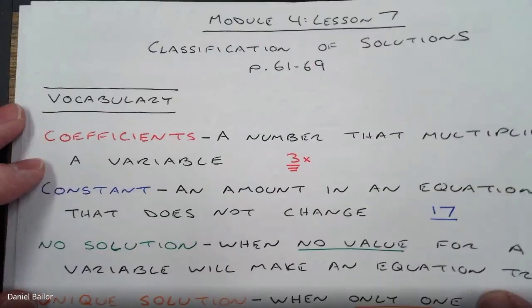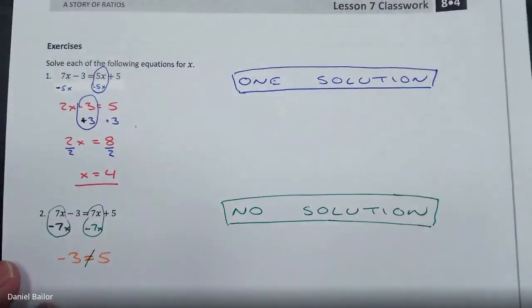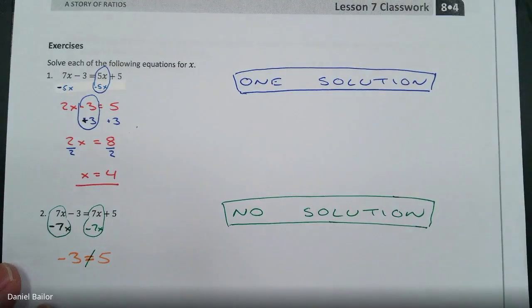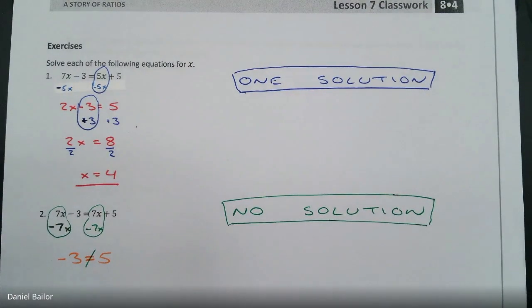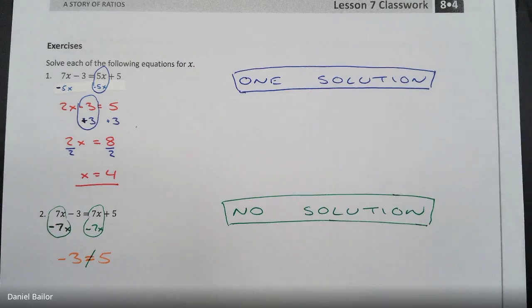Page 61 looks like this, and you can see that I've already solved these examples. There are 3 examples on this page. Exercise 1, exercise 2, and exercise 3. Now, I solved these for you. So, I used the properties that we learned in the earlier part of Module 4.